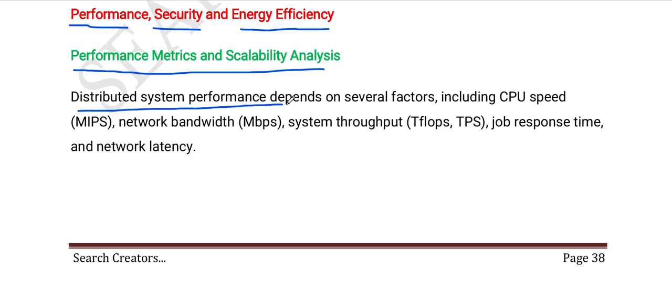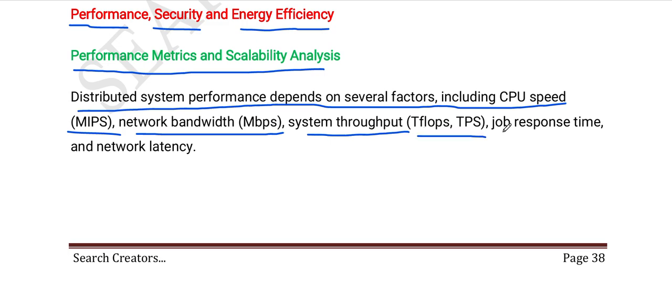Distributed system performance depends on several factors, including CPU speed, which is MIPS, network bandwidth, which is Mbps, and system throughput, which is TFLOPS and TPS, job response time, and network latency. What it means is that the performance of the distributed system is based on several factors. These factors are CPU speed, the speed at which the CPU works, network bandwidth, system throughput, which is TFLOPS, job response time, and network latency.